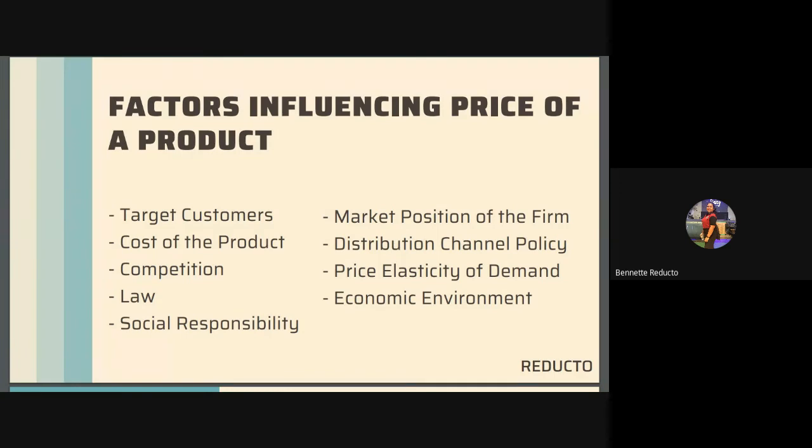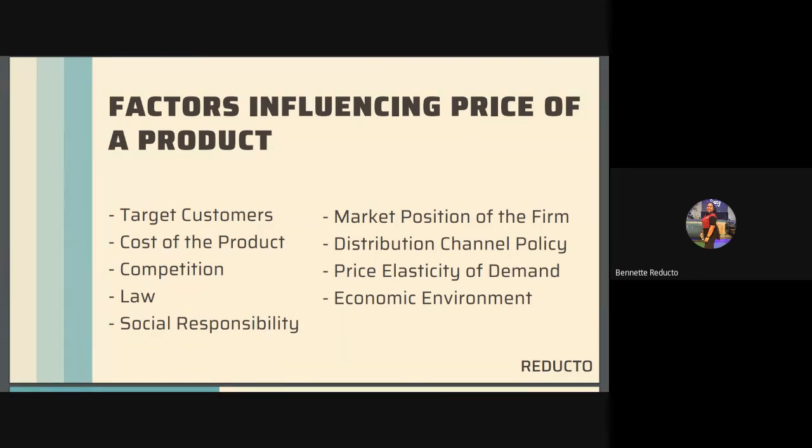Next is the market position of the firm. When we say market position, it is the consumer's perception of a brand or product in relation to the competing brands or products. If the market position is high, this will also affect the price of the product. The seventh is the distribution channel policy. As the distribution channel is longer, this will add to the distribution cost of the product, thus making the price of the product higher.